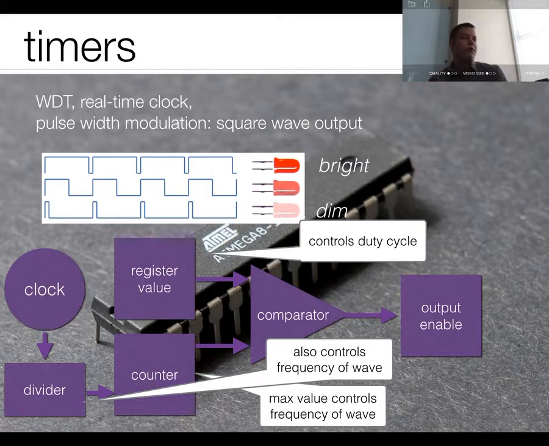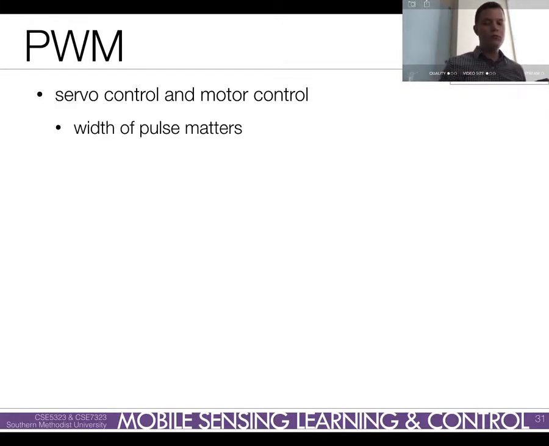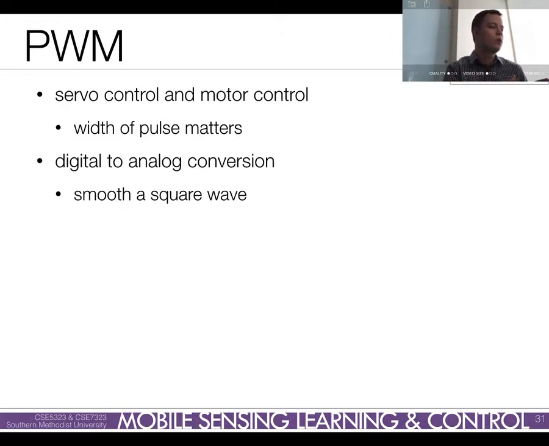Yeah, it also controls the frequency, the divider that we put into the clock. So pulse width modulation: the reason you would use this is for controlling things like a servo or a motor. And when you're controlling a servo, the width of the pulse is everything, and we'll talk about that probably next time. We'll talk about what a servo is in a moment.